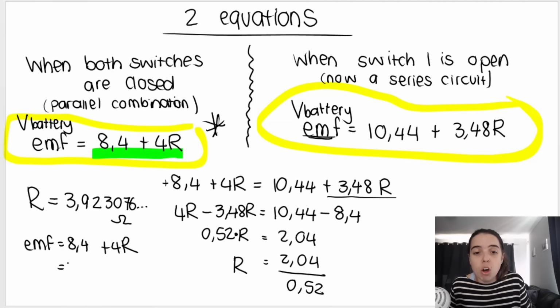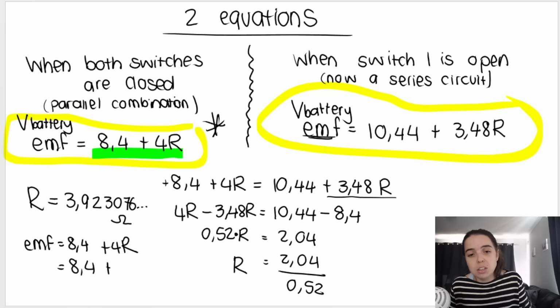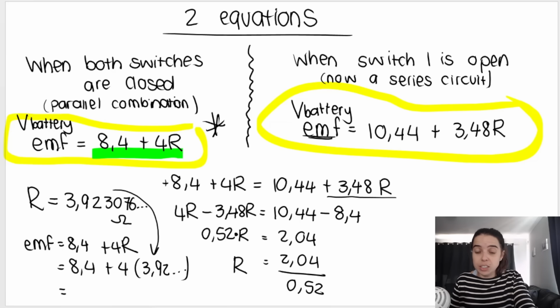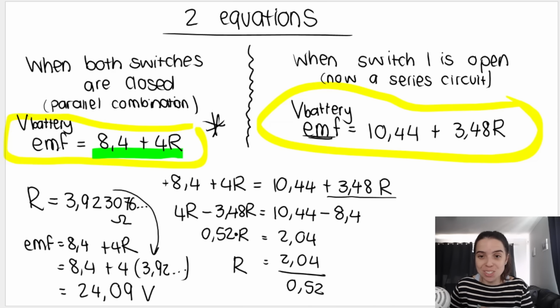In the place of R, you put what you just found. So 4 times that whole number over there that you just found, 3,92 dot, dot, dot. You work it out in your calculator, and I get 24,09 volts. This is a very difficult question, level 4. So it helps, it forces you to think outside the box.